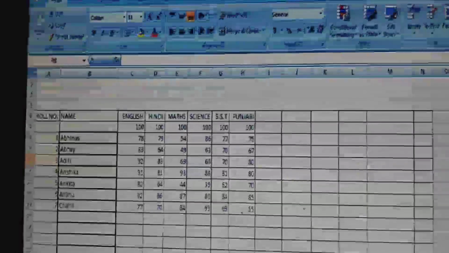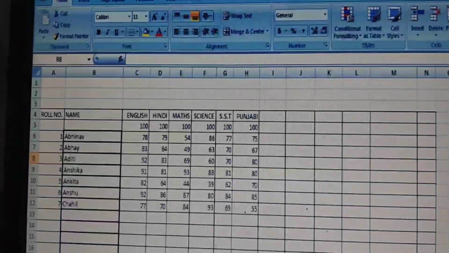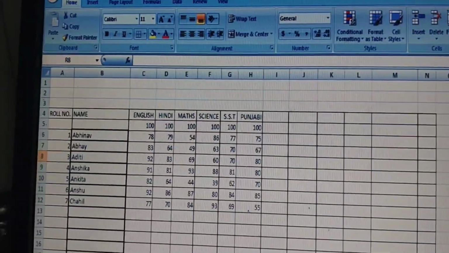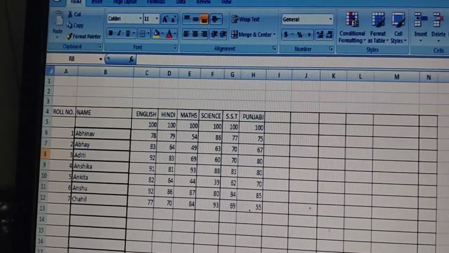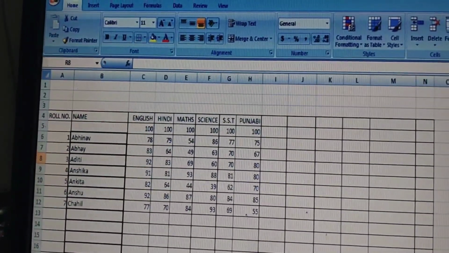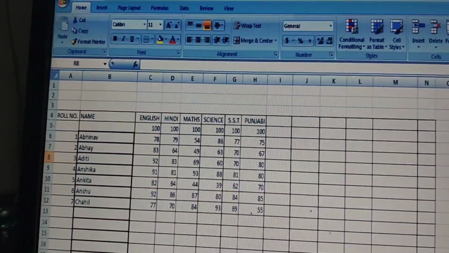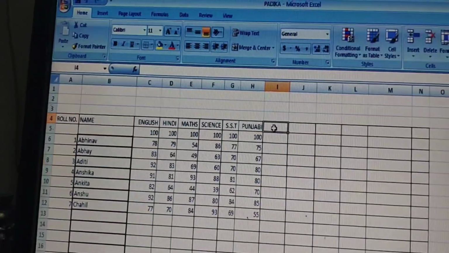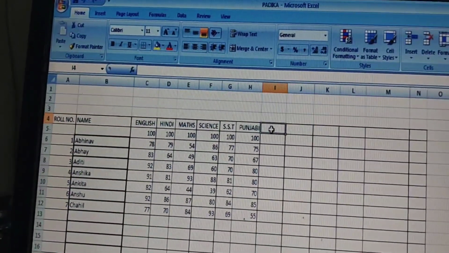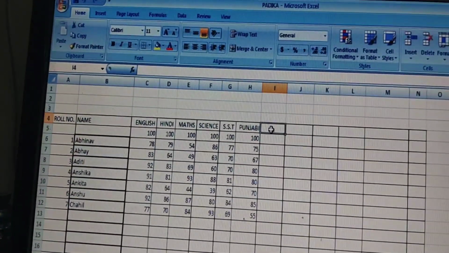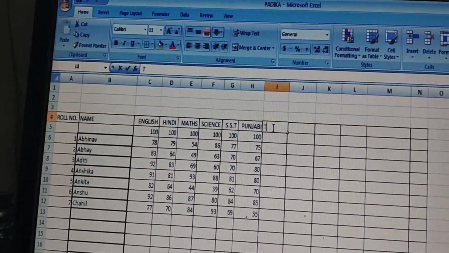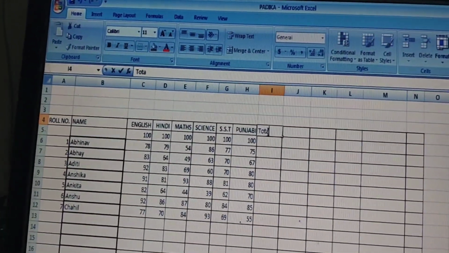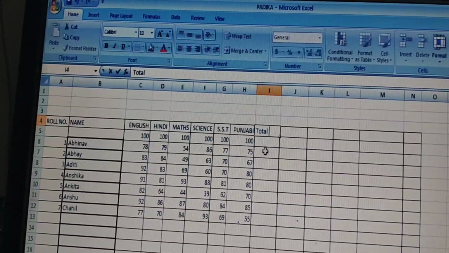A formula helps you to calculate and analyze the data in your worksheet. All formulas begin with an equal to sign. We will learn relative cell referencing and also how to enter the formula. Here is a ready-made worksheet, I had already created a worksheet here. So let's consider this. Let's find out the total, or add all these values.